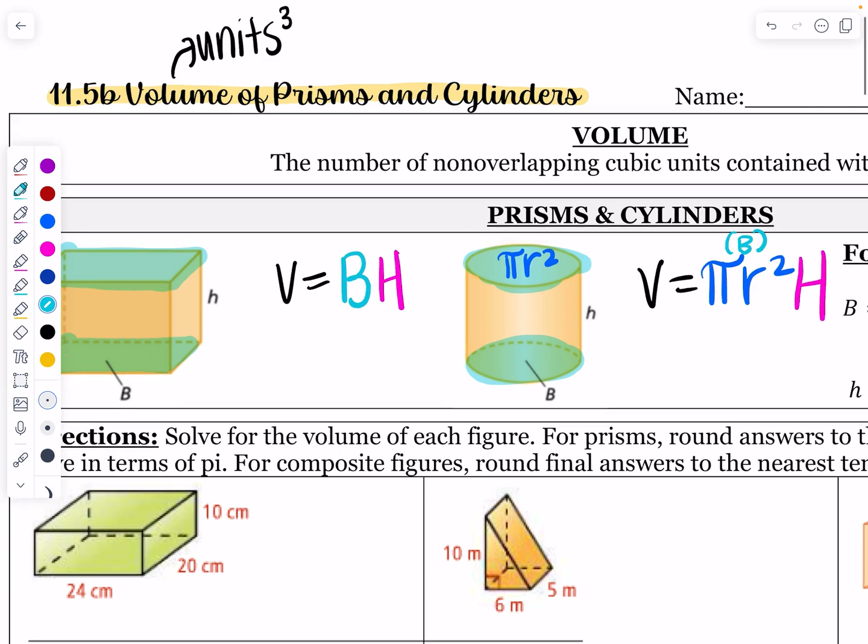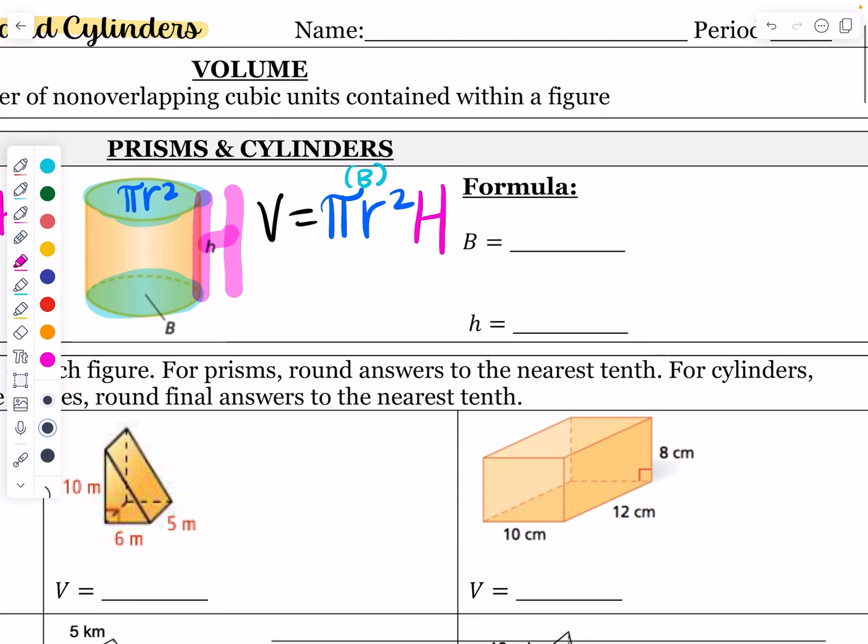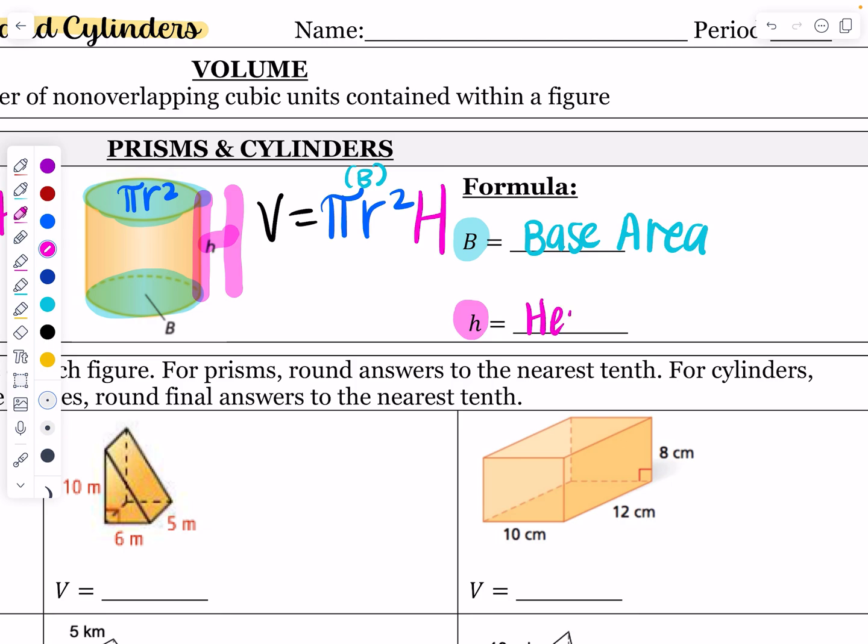Okay. So what we're going to be doing is taking the area of the base and multiplying it by the height between the bases. So when we say B, that is going to stand for the base area. So it's not just a random number on the base, it's going to be the area of whatever the base is. The H is going to stand for the height between the bases. So make a note of that.